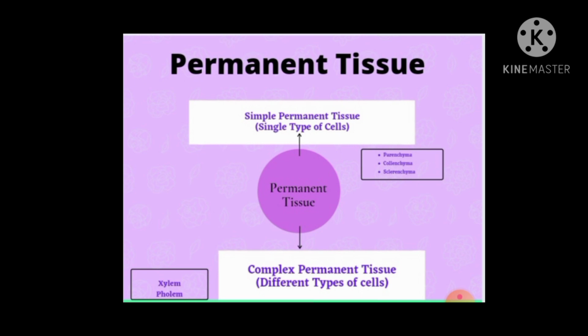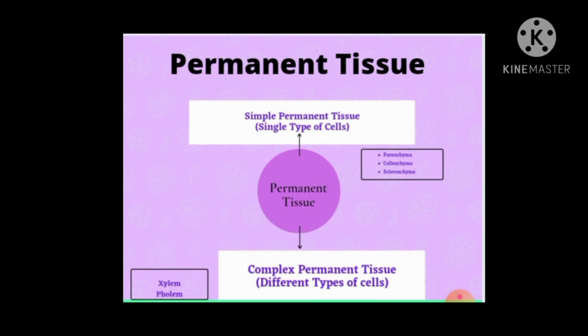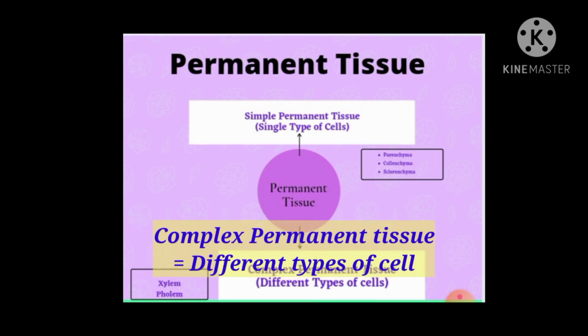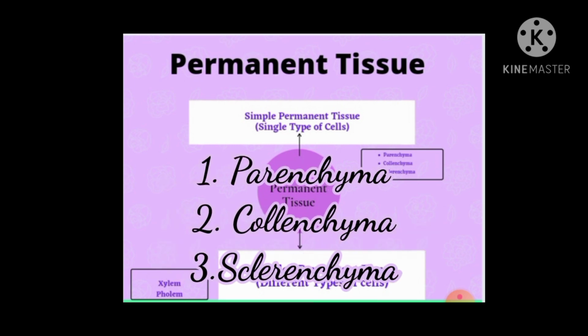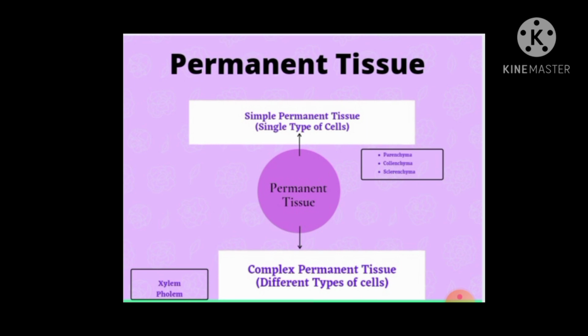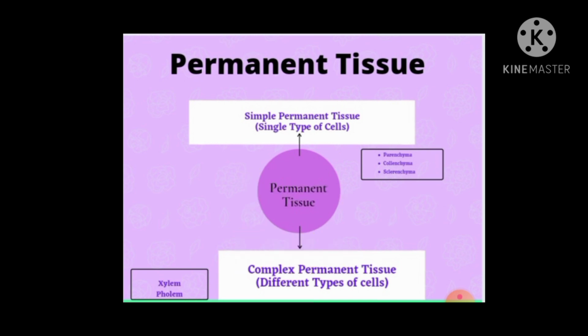These permanent tissues can be of two types: simple permanent tissue and complex permanent tissue. Simple permanent tissues are those tissues which have a single type of cells, whereas complex permanent tissues are those which have different types of cells. Simple permanent tissues are of three types: parenchyma, collenchyma and sclerenchyma, whereas complex permanent tissues are of two types: xylem and phloem. In this video, we will study about simple permanent tissues, that is parenchyma, collenchyma and sclerenchyma.